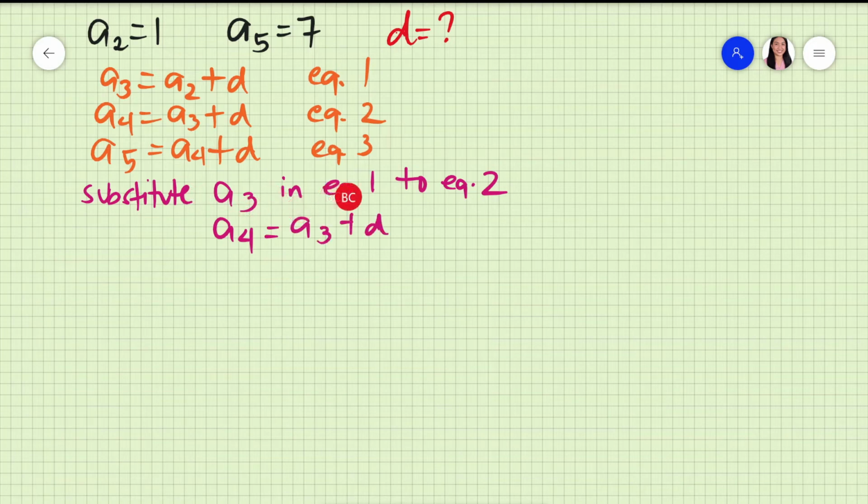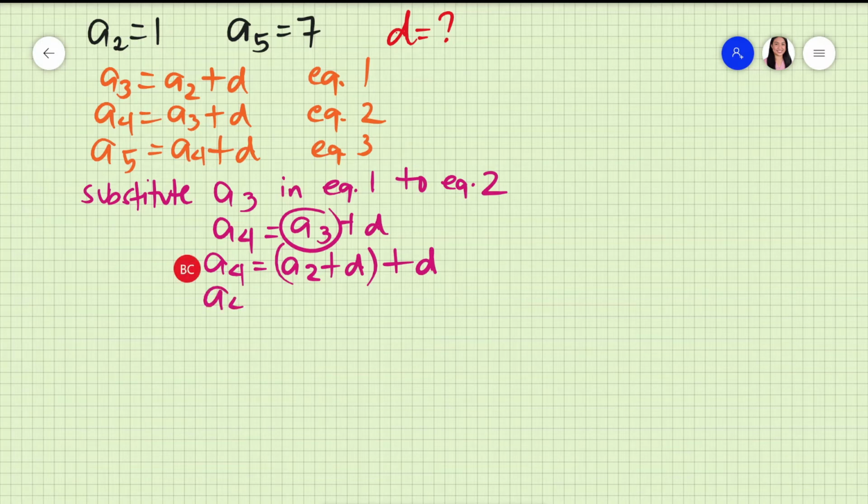Now, if we try to substitute, a sub 4 is equal to, put a sub 3 in equation 1 to equation 2. So this will become a sub 2 plus d plus d. Now, let us try to simplify. A sub 4 is equal to a sub 2 plus 2d. And this will become our equation 4.